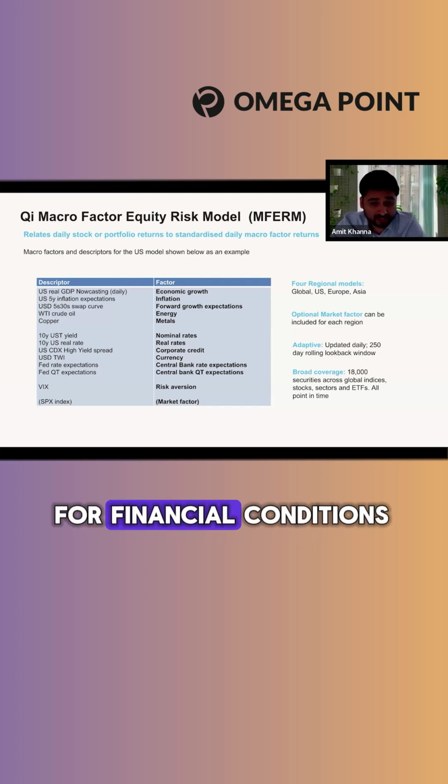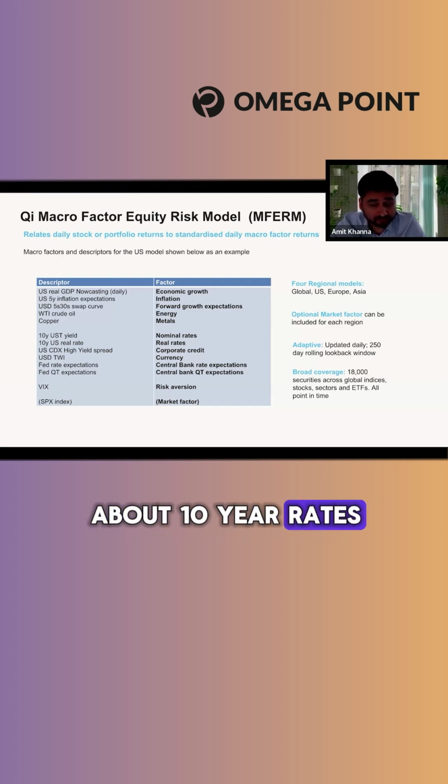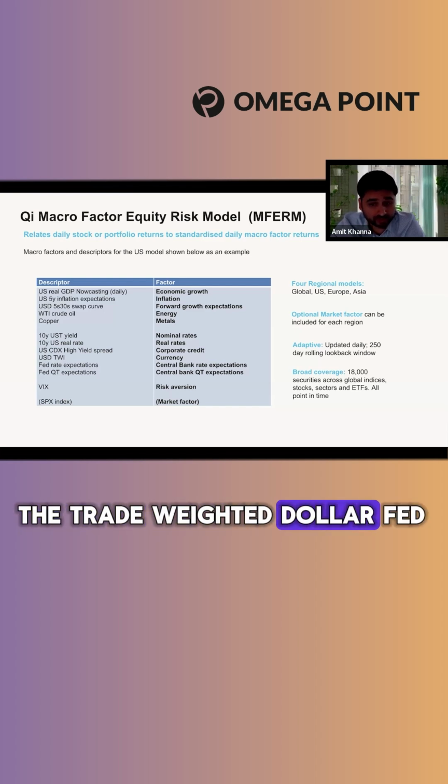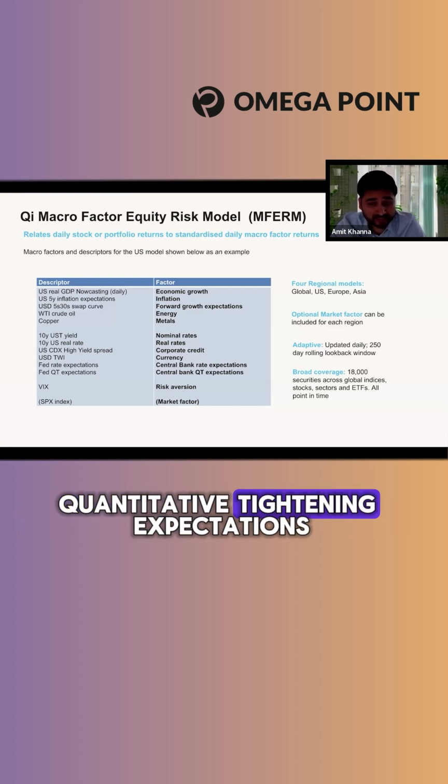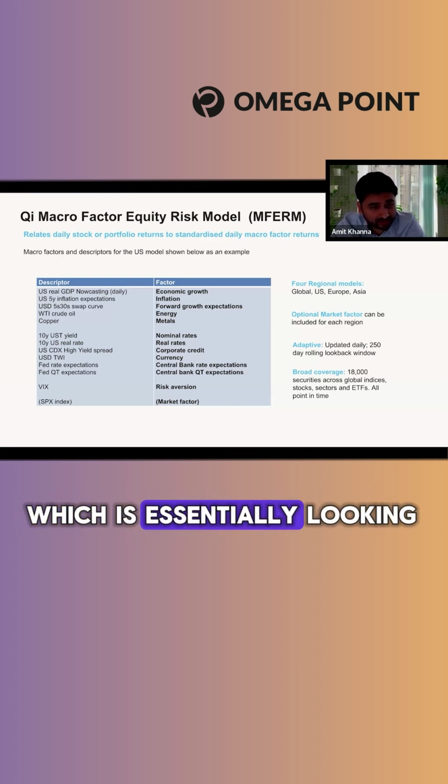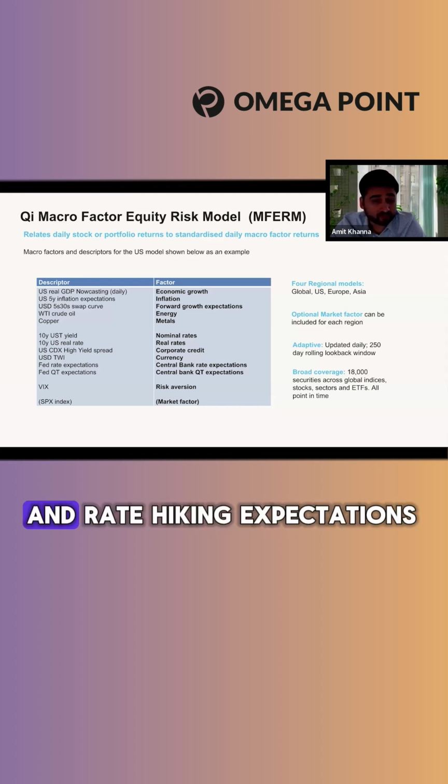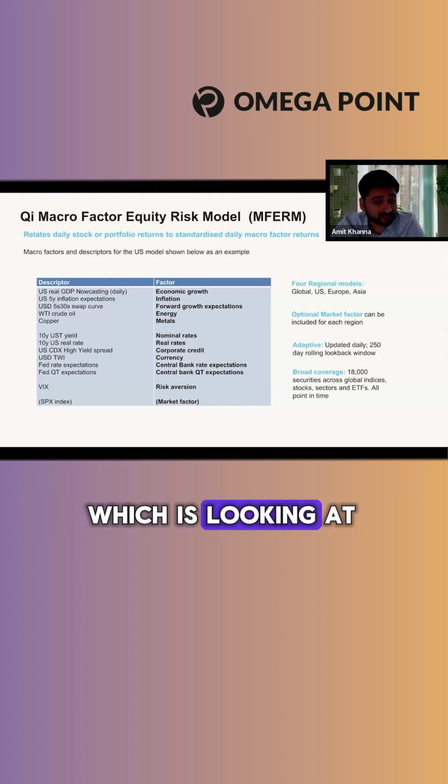expectations. For financial conditions, we want to know about 10-year rates, both real and nominal, high-yield credit spreads, the trade-weighted dollar, Fed quantitative tightening expectations, which is essentially looking at interest rate vol, and rate hiking expectations, which is looking at the size of expected Fed cuts.